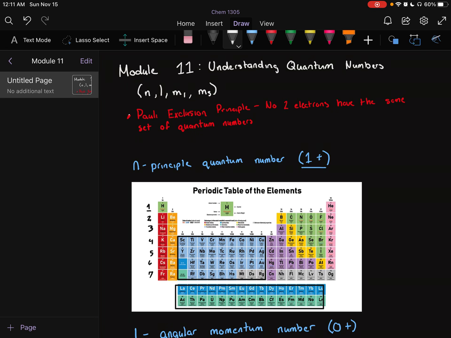Today we will be going over module 11, understanding quantum numbers. There are four types of quantum numbers: n, l, ml, and ms. And these four numbers create what we call a quantum set. These are just a set of four numbers.